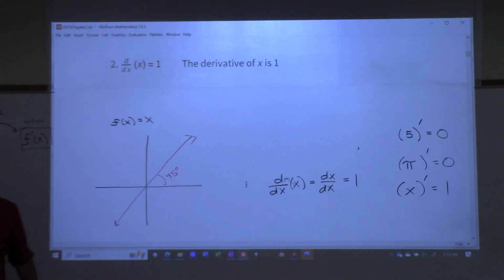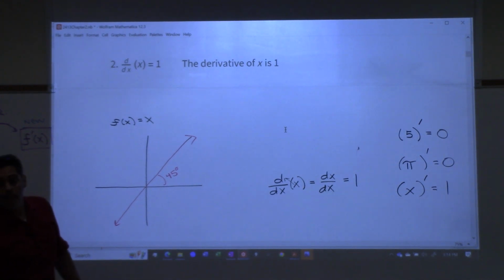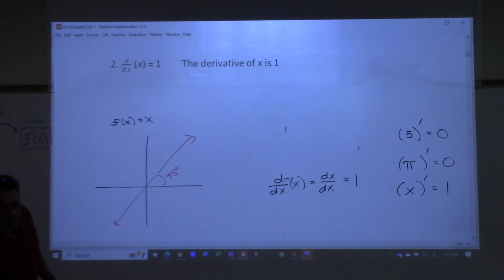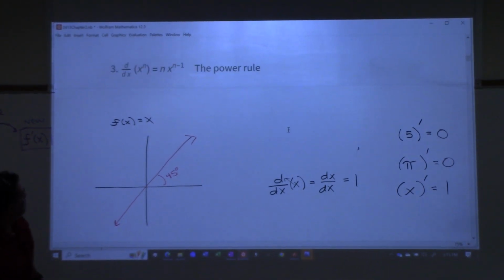Derivative of a constant. Derivative of x. Okay, we continue. If you put any number in front of x, it would just be that number. Yeah, it's coming. I'm just going to go through them in order. So this one right here is the next big one.